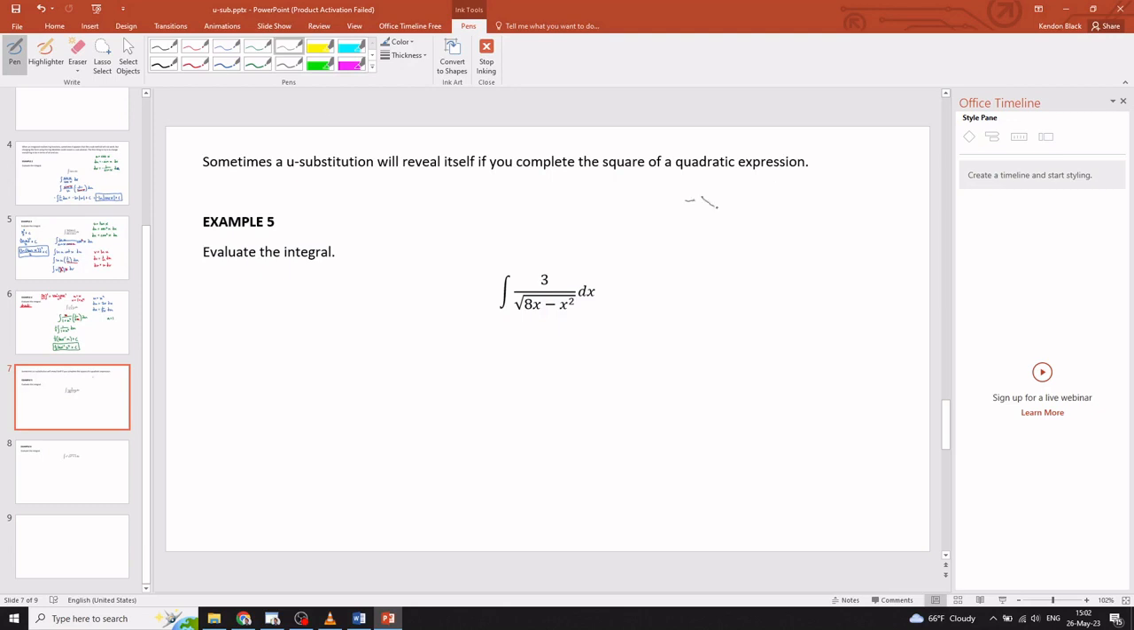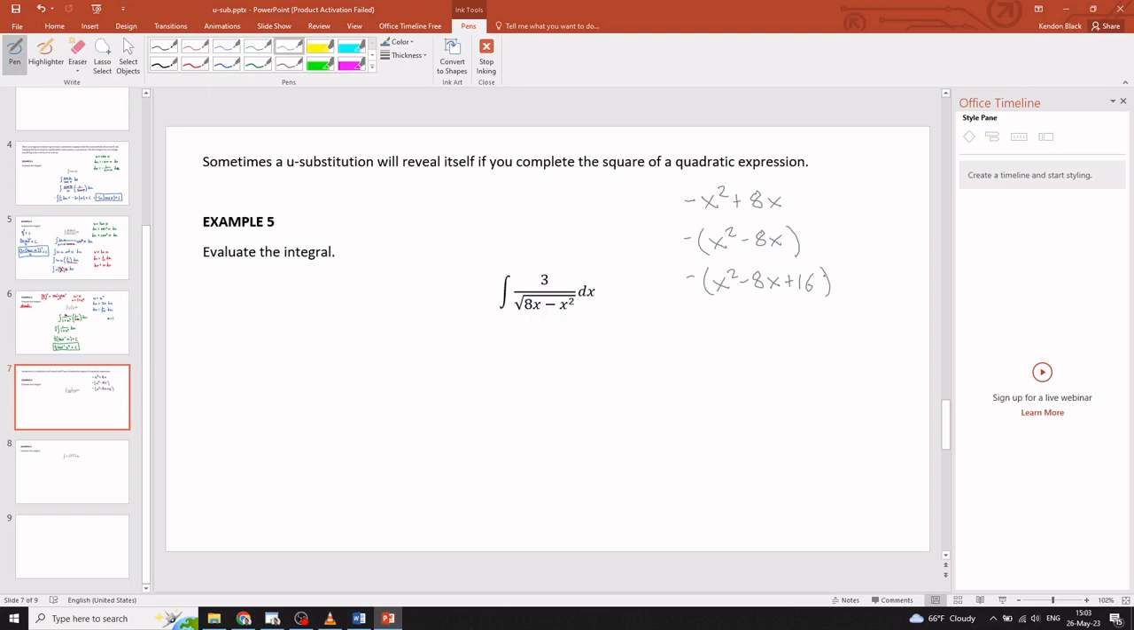So we're going to have negative x squared plus 8x. So I'm just changing the order. I don't want any coefficient in front of the x squared, so I factor out the negative. Okay. In order to complete the square here, we take half of the negative 8x, or half of the negative 8, I should say, which is negative 4, and then we square it, and we get plus 16, excuse me.